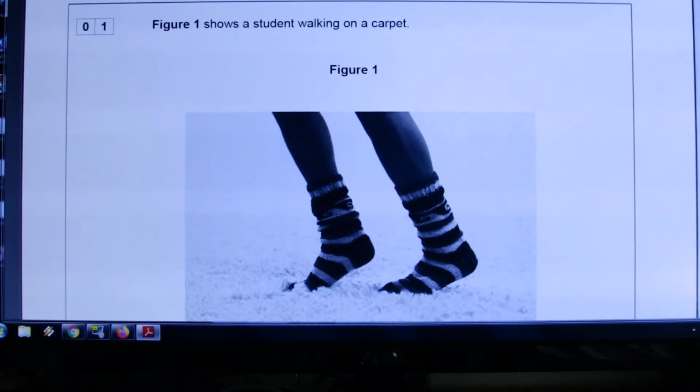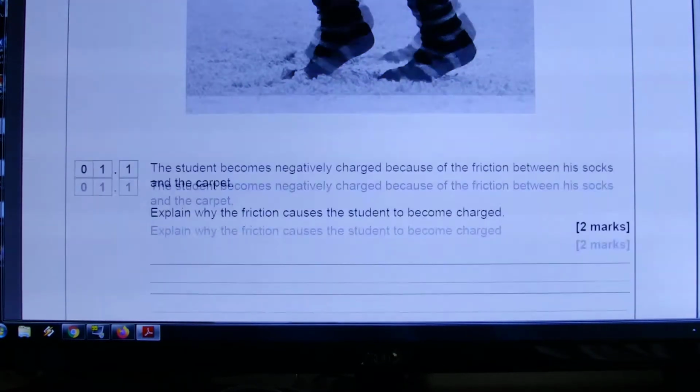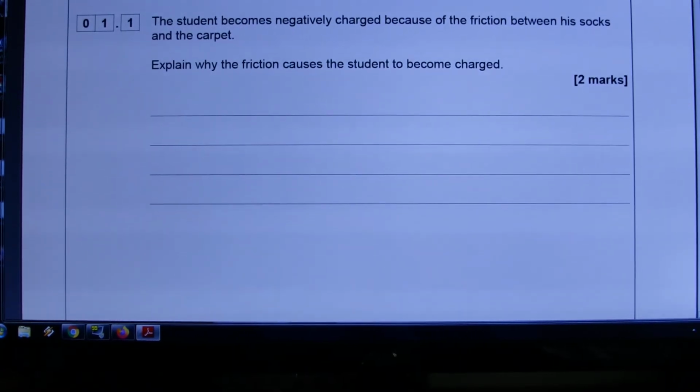Figure 1 shows a student walking on a carpet, on his or her toes with knees bent, wearing Christmas socks, because that's what students are like. A student becomes negatively charged because of the friction between his socks, you're assuming a student's gender, and the carpet. Explain why the friction causes the student to become charged.